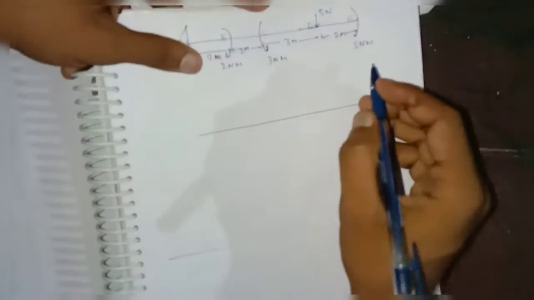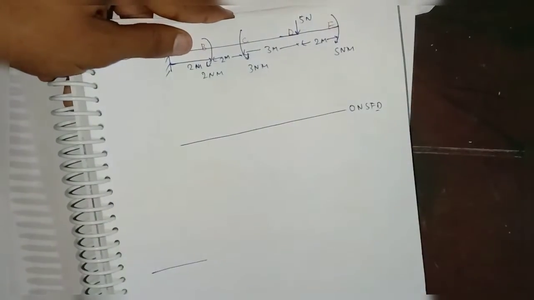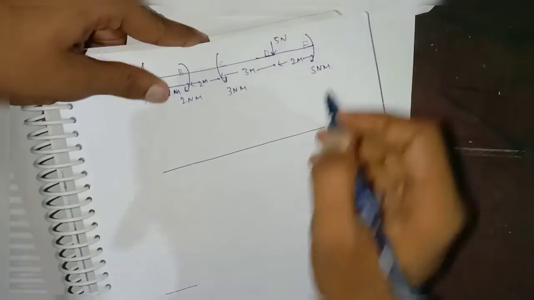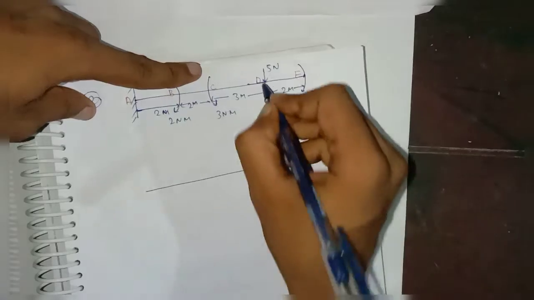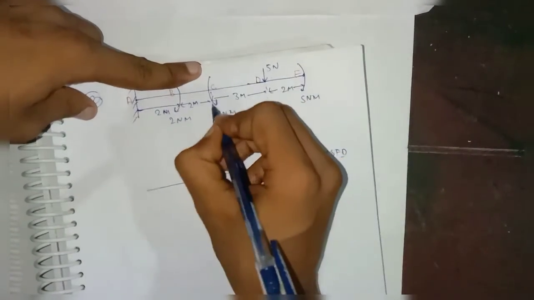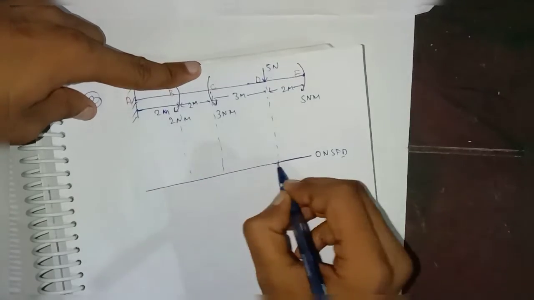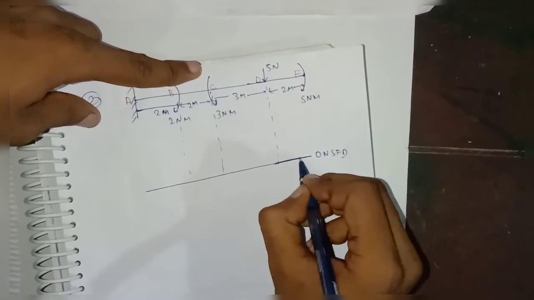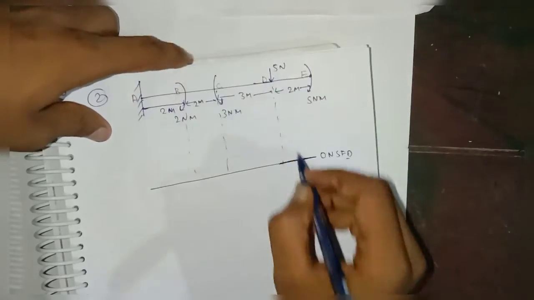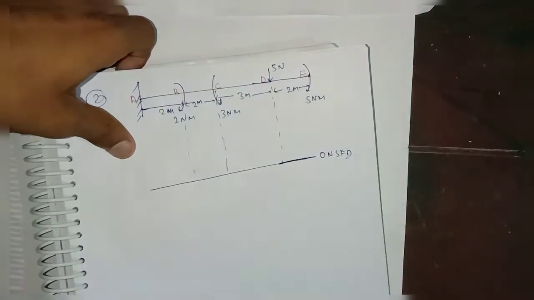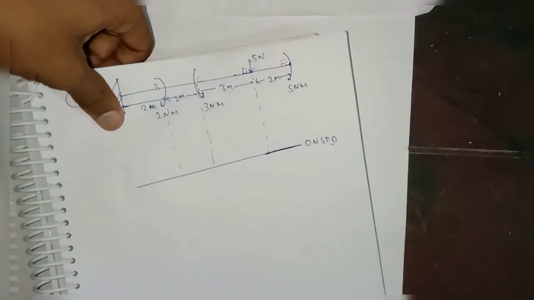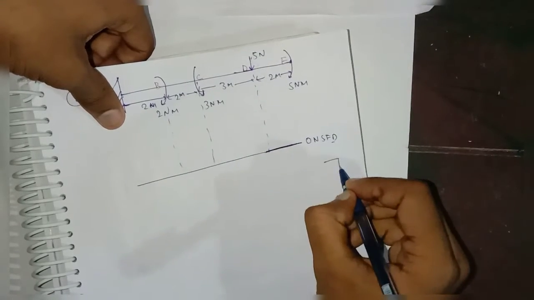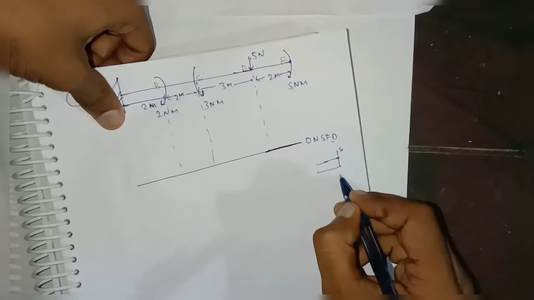In case of SFD, I have already explained, there will be no effect for this concentrated moment, right? So one thing we are sure, for this 5 Newton there will be no effect in the SFD diagram. Here your SFD will be 0 in this region, right? So due to this 5 Newton only, the shear force diagram will appear. Because this load is in upward direction, right? So this load is upward. So suppose this is your beam and this is your load, this is 5 Newton.